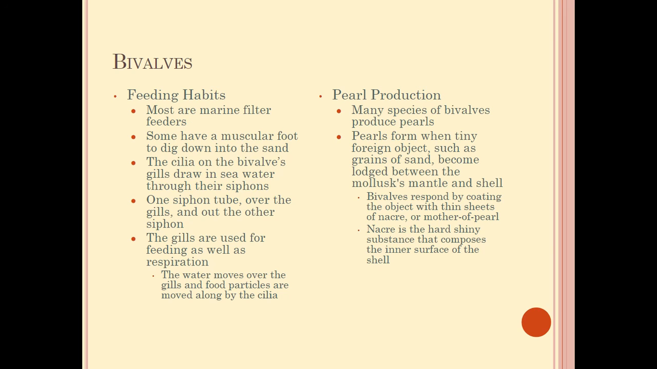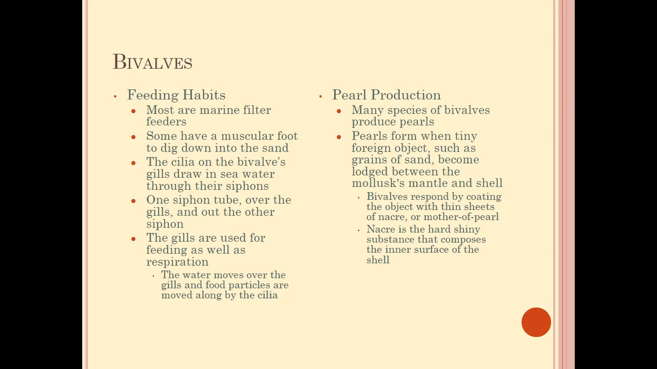The cilia on the bivalve's gills draw water in through the siphons, and then the siphon tube is allowed to push water over the gills. The gills can then pull the oxygen out of the water along with the nutrients that they need. And so that is able to pick out not only oxygen, but food particles as it moves along the cilia. So again, a true filter feeder.